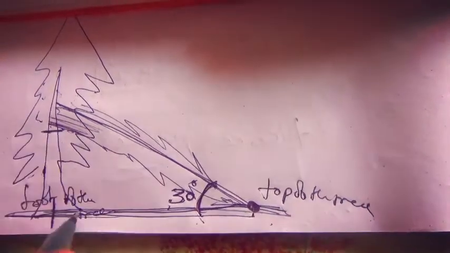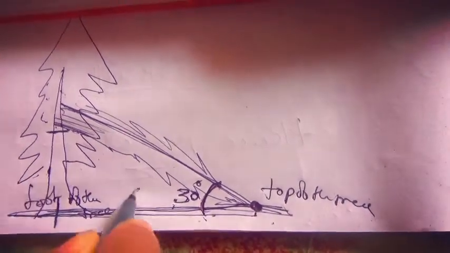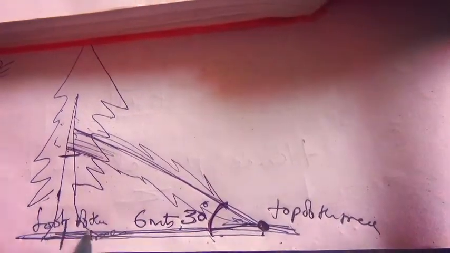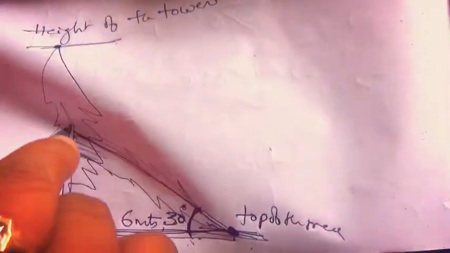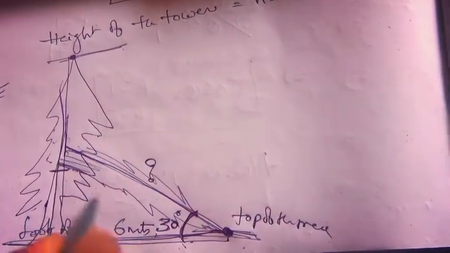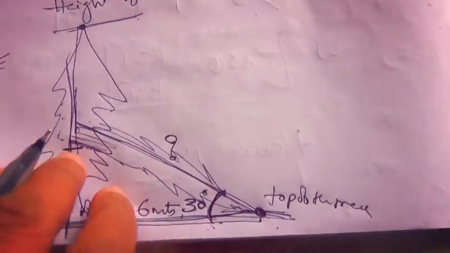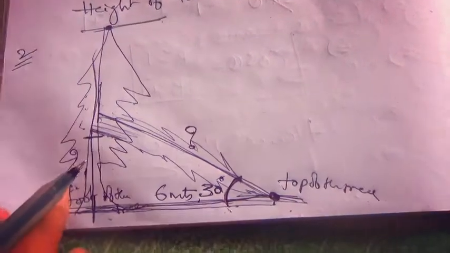So the distance between these two is 6 meters. Find the height of the tree before falling. Total height of the tree we have to find out. For that we have to find out this length and this length. Okay, so it is a rough diagram. So I am drawing. If you want, you can draw this in your notes also.